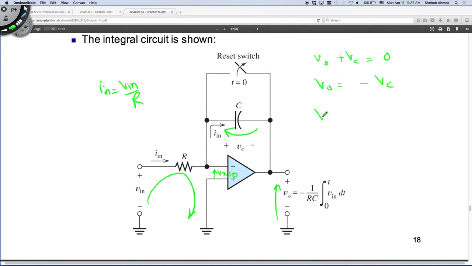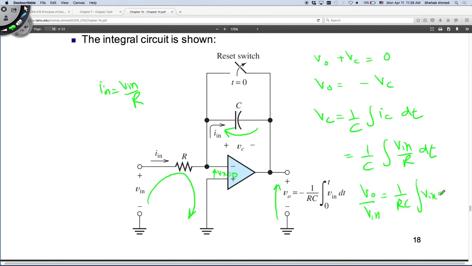So Vc, and I know from the identities of the capacitor, is equal to 1 over C integral of IC dt. What is IC? IC is equal to I input. So it's 1 over C integral of V input over R times dt. So V output over V input is going to equal 1 over RC integral of V input times dt. So what did this circuit do?